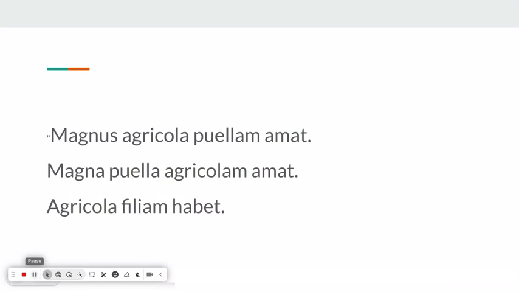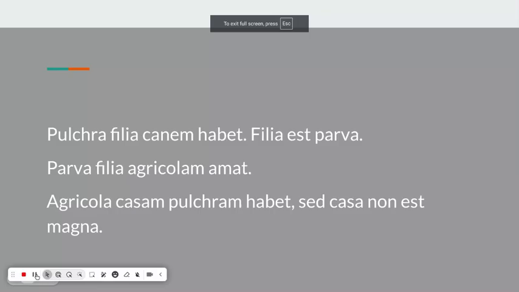So filiam, that means daughter. See if you can read the third sentence. What does it say? The farmer has, habet, right? Habere means to have, so the farmer has a daughter. And you notice the endings. The farmer is in the nominative case, the subject of the verb. And the daughter, filiam, is in the accusative case.